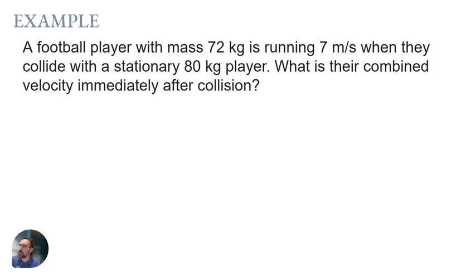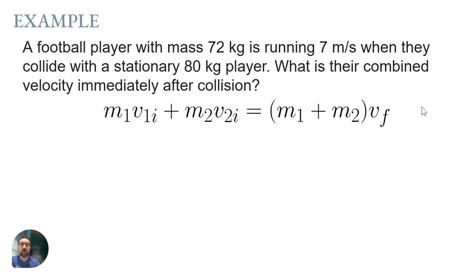One of the first things you want to think about, in addition to writing down givens and unknowns, is what type of collision this is. Two objects are separate at first, and then at the end, they are combined into one mass. So that is inelastic. They stick together. So we're going to use the inelastic collision equation where the two separate momentums added together are equal to one combined momentum in the end.